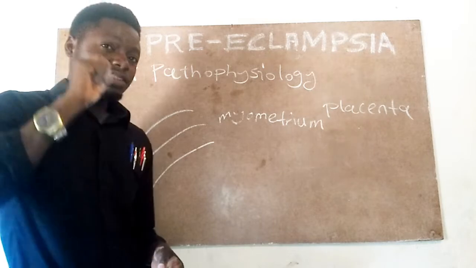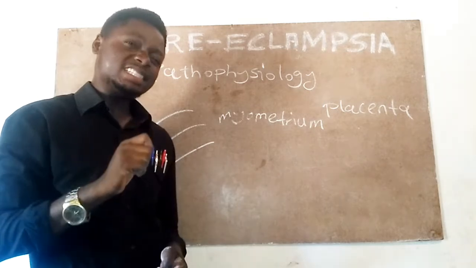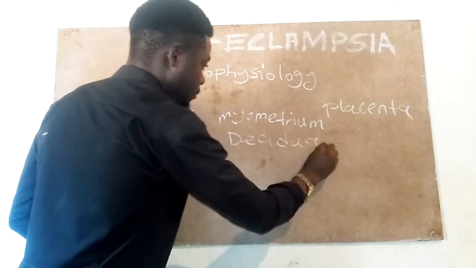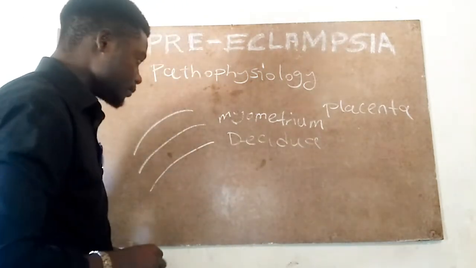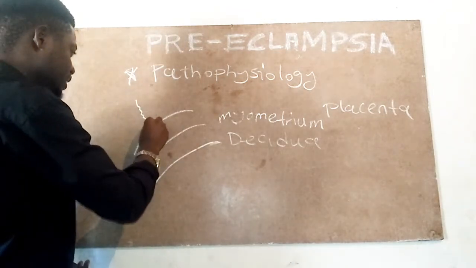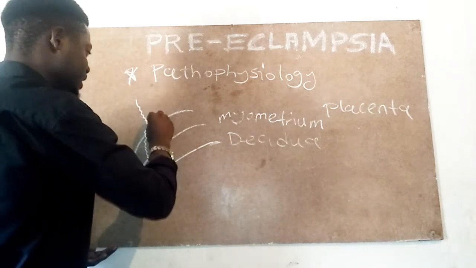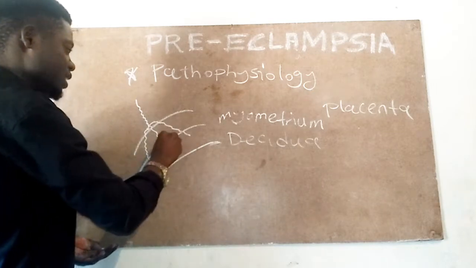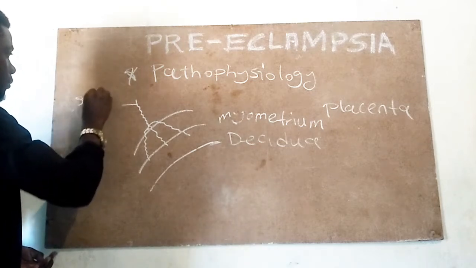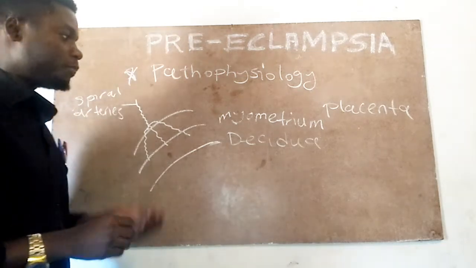uterus. But in the gravid state, the endometrium is no longer called the endometrium. It changes its name to the decidua. So this is the decidua. Now, the uterus is going to be supplied with blood, and the terminal branches of the uterine arteries are what we call the spiral arteries. So these are the spiral arteries supplying the uterus with blood.